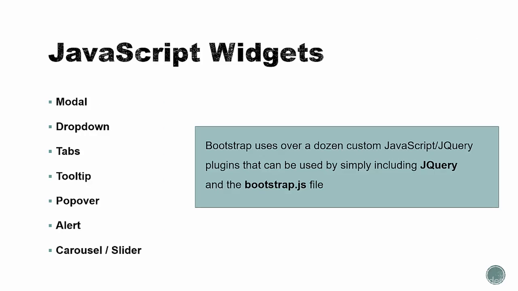And like I said, you also have some JavaScript widgets, modals, which are basically alert boxes that will pop up when you click a button or submit a form or whatever you'd like to do. Drop downs for navigation, tabs, tooltips, so when you hover over something you'll have a nice tooltip that pops up, popover, kind of similar to a tooltip. Alerts, and then carousels, which are basically photo sliders. You can slide through a group of photos or images.